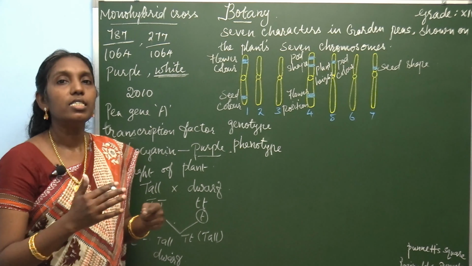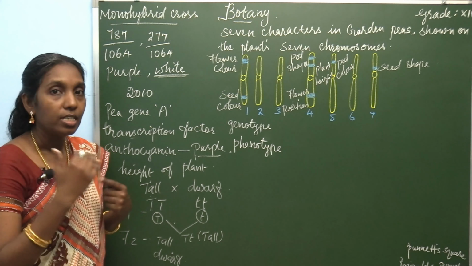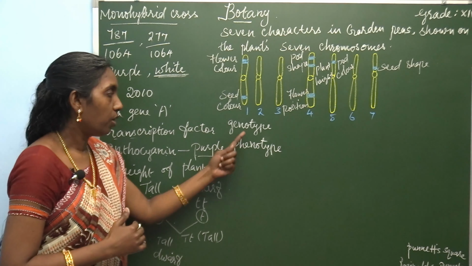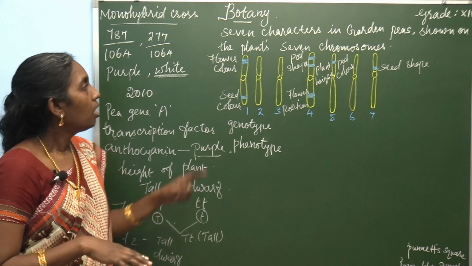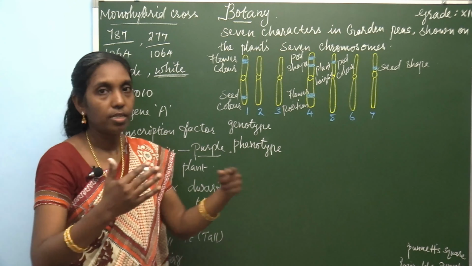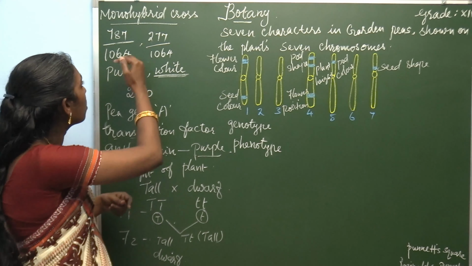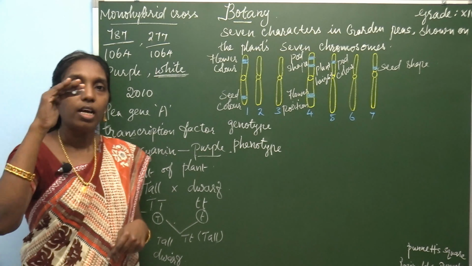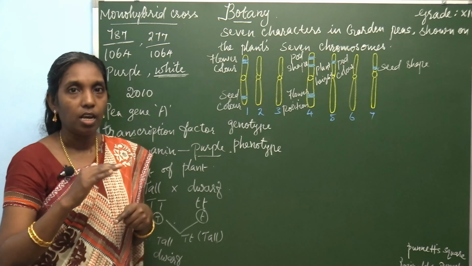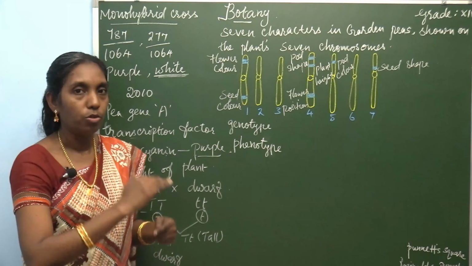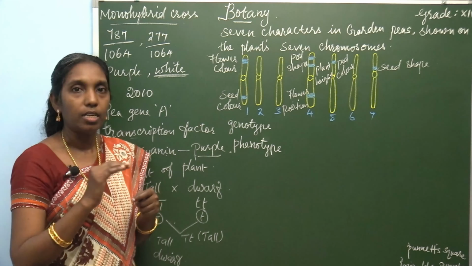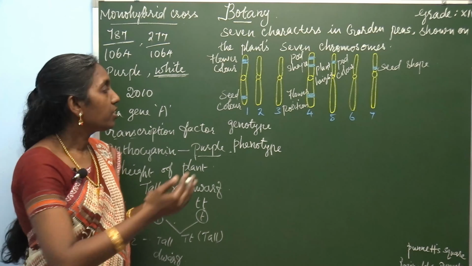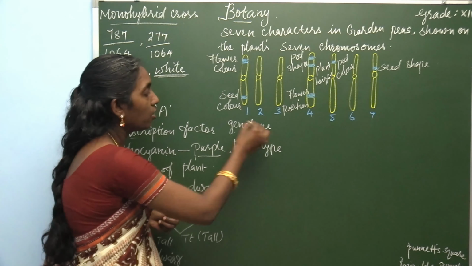Genotype is the genetic constitution. Phenotype is the observable characters. All these characters are observable characters. Among the species, the height expressed, tall or dwarf, or the seed color, are observable characters. But the genetic constitution is called genotype.